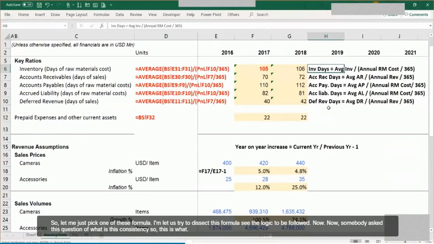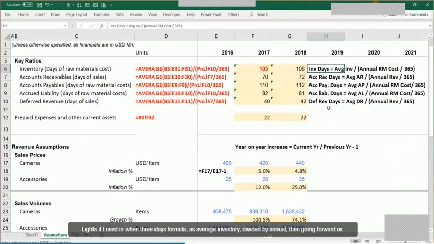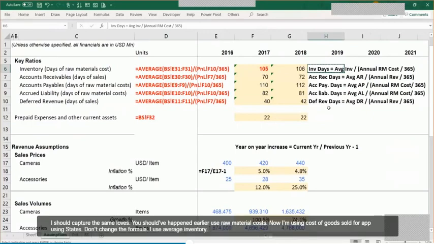Now somebody asked the question, what is this consistency? So this is what consistency implies. If I used the inventory days formula as average inventory divided by annual raw material cost, then going forward also I should capture the same logic. It shouldn't happen that earlier I used raw material cost and now I'm using cost of goods sold or sales. Don't change the formula. Earlier I used average inventory, now I'm using only the closing inventory. Don't change the logic. Whatever logic you used before, pick that logic and use it now.